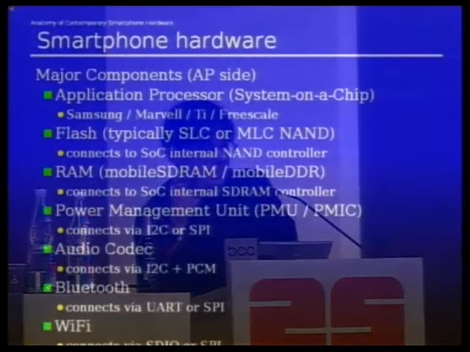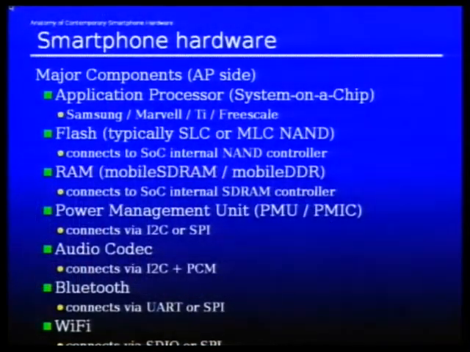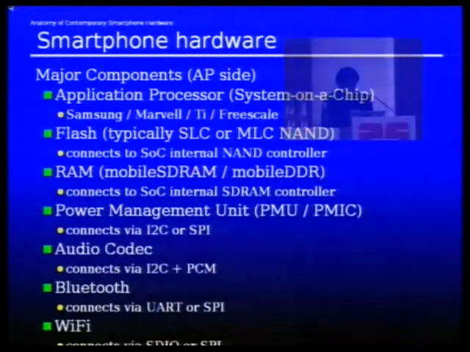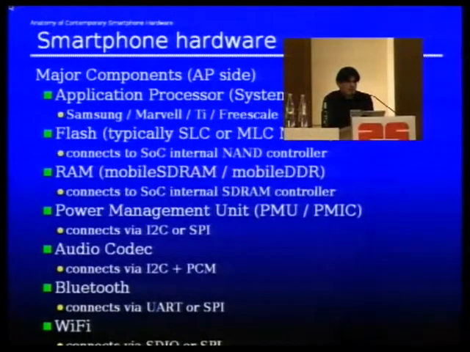So, what kind of components do we have on the application processor side? That's going to be nice nerd porn in a couple of minutes with PCB photographs and so on. There is an application processor, what people typically call the AP, which in turn is mostly an SoC, a system on a chip. The main manufacturers here are Samsung, Marvell, TI, and Freescale. TI is TI OMAP, people might have heard about that. Marvell is called PXA something, PXA 250, 270, 300 something.